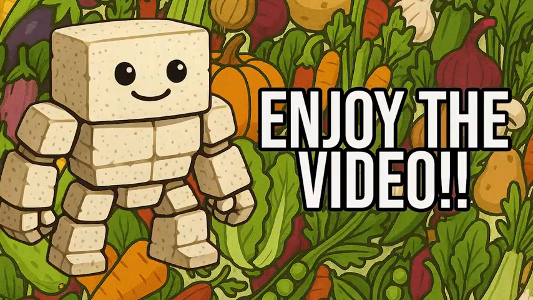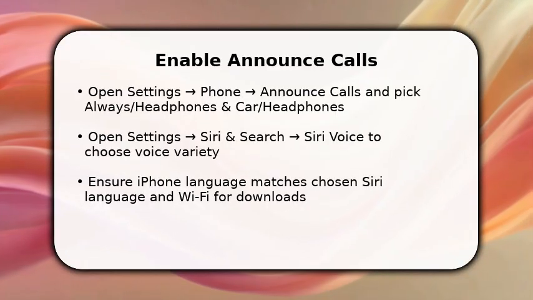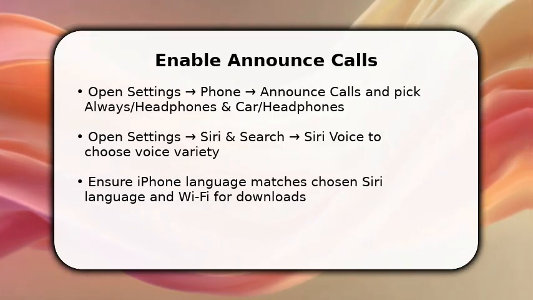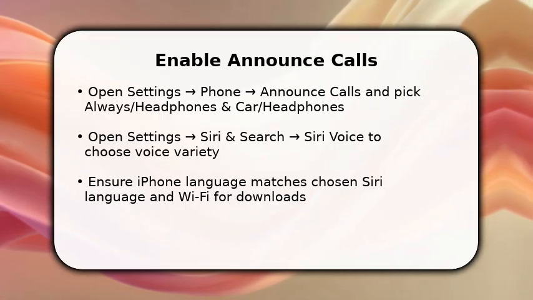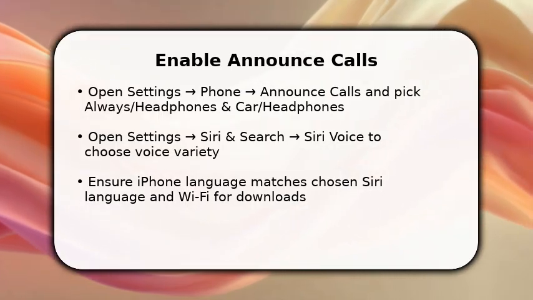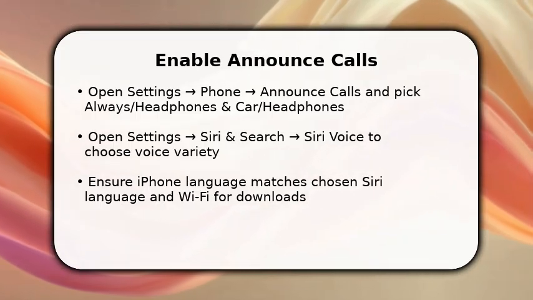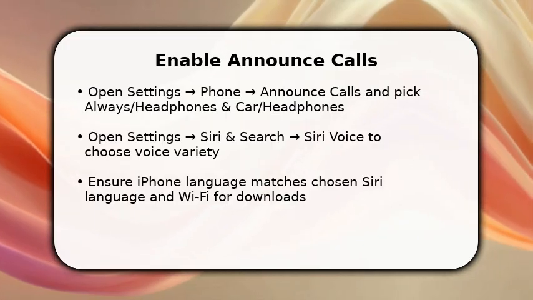Please enjoy the video. You start by turning on announce calls so the system will speak incoming callers. Once done, go straight to Settings, Siri and Search, and tap Siri Voice to change the speaking voice and accent. Make sure your iPhone is on Wi-Fi because higher quality voices may download.